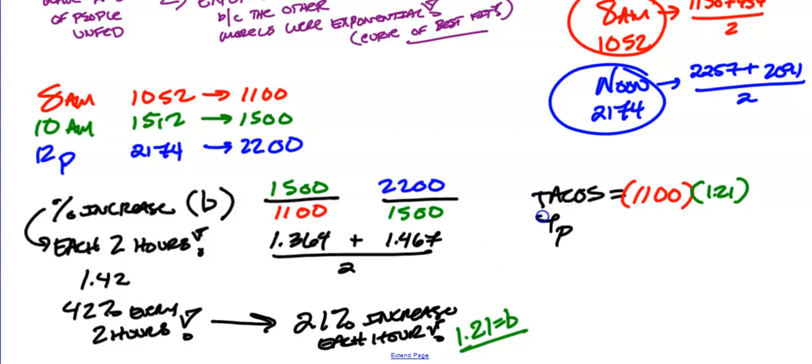Tacos by 7 p.m. So if we go 8 a.m. to 7 p.m., that's 11 hours. So that's 11. And now we just got to crunch the numbers. So we have 1100 times 1.21 to the power of 11.